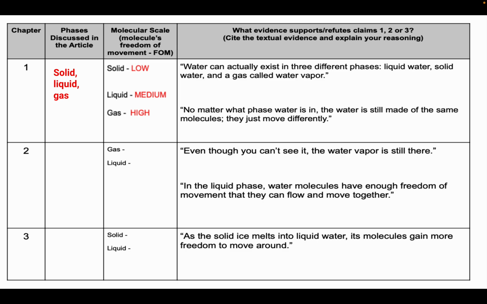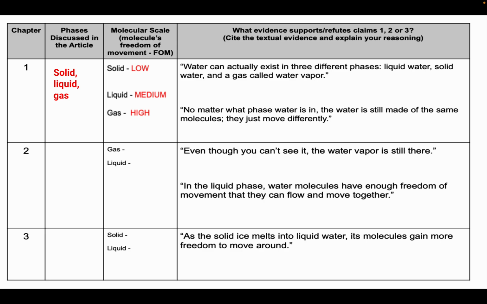And then the textual evidence in this last column, it says, what textual evidence supports or refutes claims 1, 2, or 3? Cite the textual evidence and explain your reasoning. Okay, so I've gone ahead and pulled out the quotations, the citations for you, but what you have to do is you have to say, does this support or refute? And sometimes it can be both.